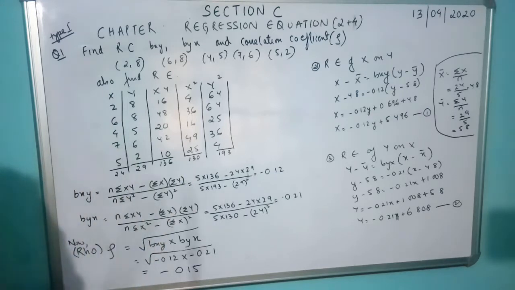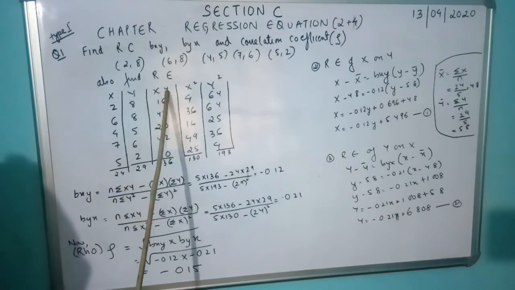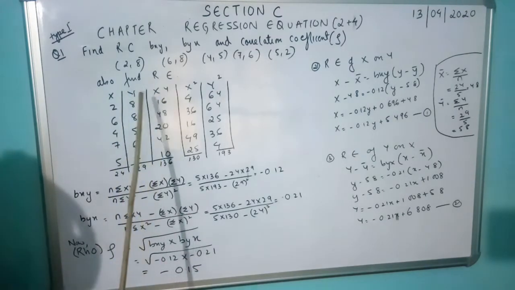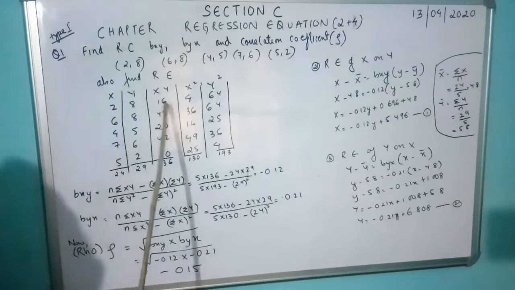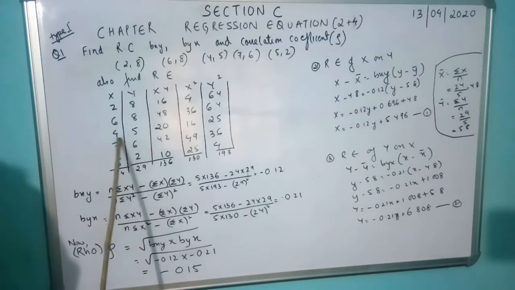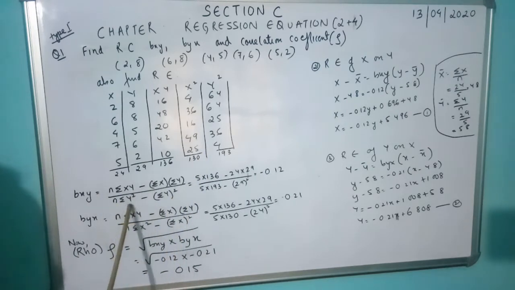So see what are the possible things which you need to find. Summation xy. Only x and y will be given, so I made a first column, that is xy. To find xy, you just multiply x and y. So 2 into 8 is 16, 6 into 8 is 48, 4 into 5 is 20, 7 sixes are 42, 5 twos are 10.